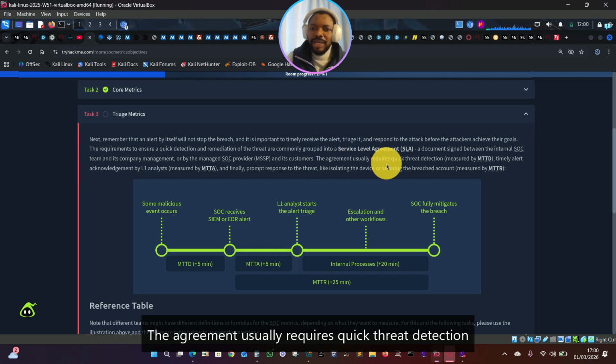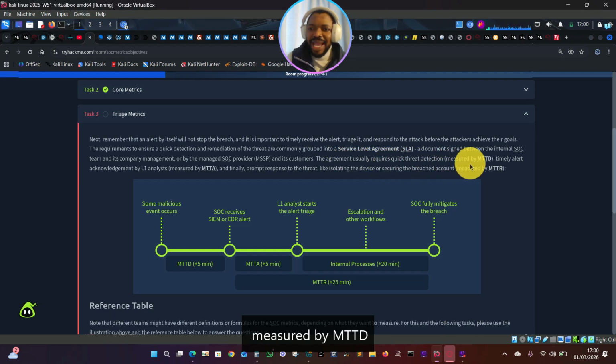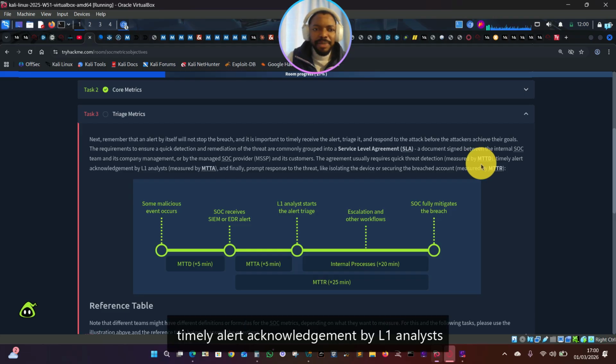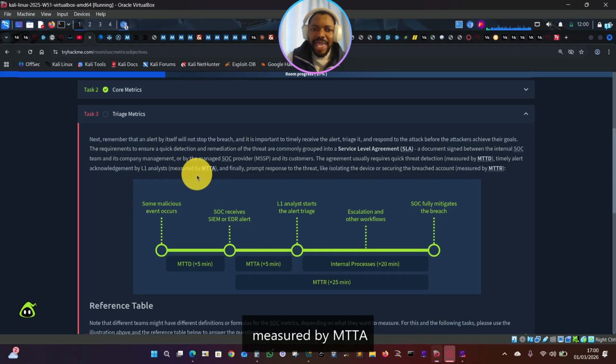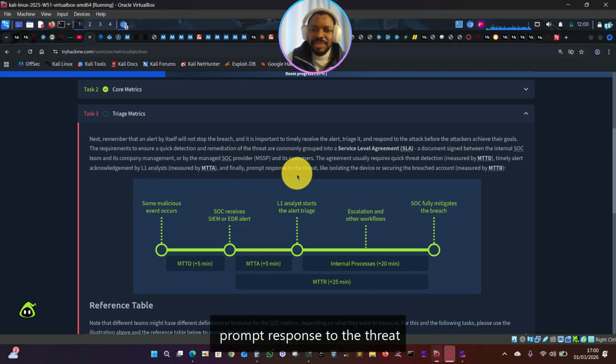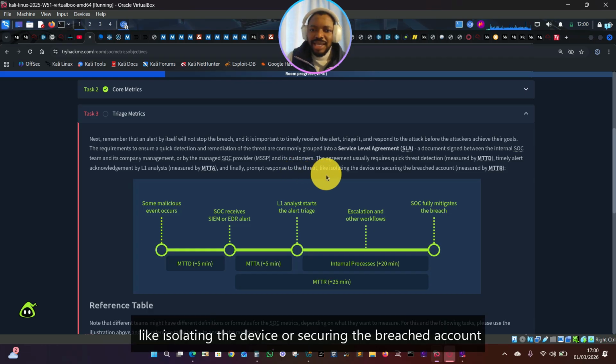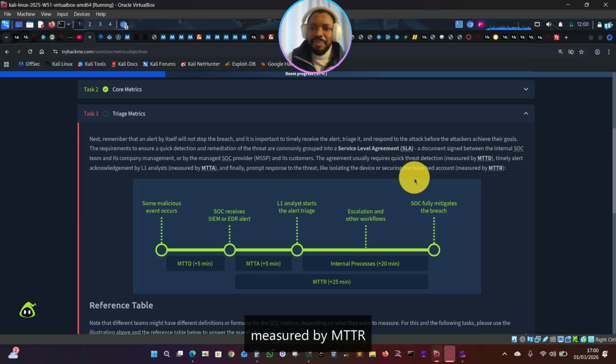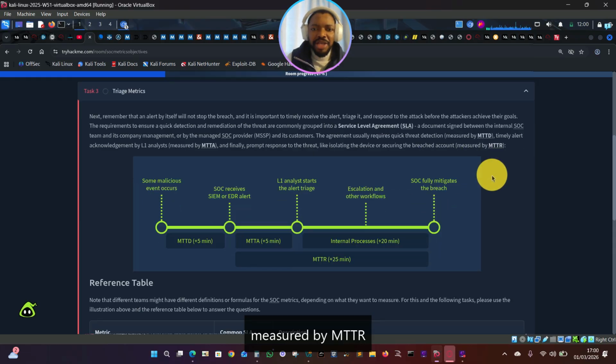The agreement usually requires quick threat detection, measured by MTTD, timely alert acknowledgement by the L1 analyst, measured by MTTA, and finally, prompt response to the threat, like isolating the device or securing the breached account, measured by MTTR.